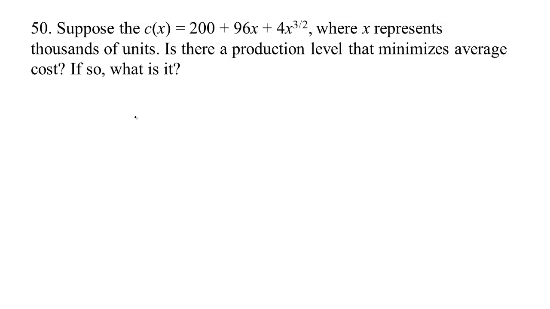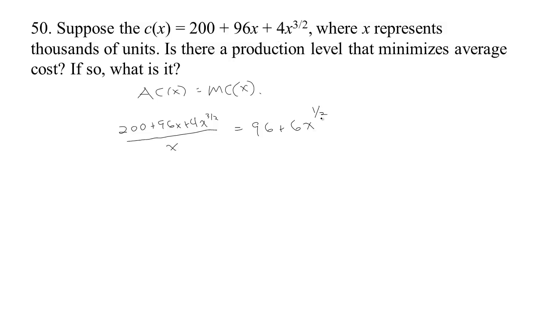Well, we just showed that the minimum of the average cost is when the average cost equals the marginal cost. That's what we showed in the previous problem. So the average cost is the cost to build x items divided by the number of items which you built, which was x, in this case x thousand units, and the marginal cost would be the derivative of the cost, and the derivative of this would be 0 plus 96. The 3 halves comes down, and we'd have 6x to the 1/2.